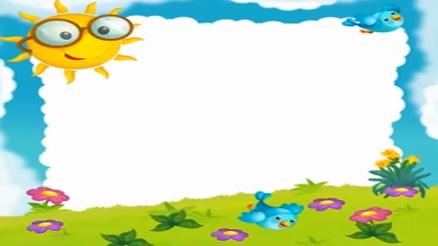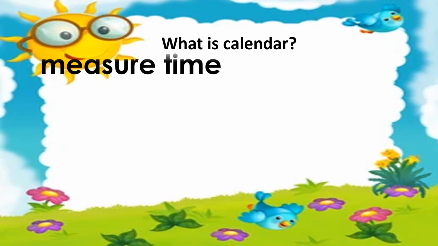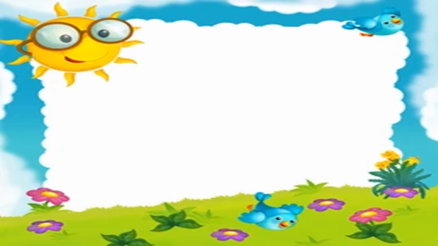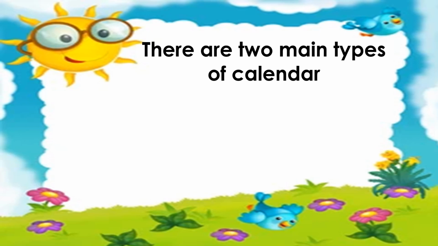Now, do you know what a calendar is? When we say calendar, it helps us measure time. Can you read one more time? Calendar helps us measure time. There are two main types of calendar. Please read one more time. There are two main types of calendar.